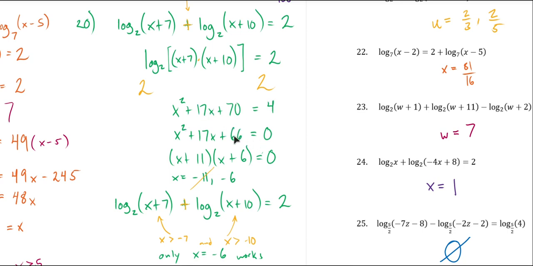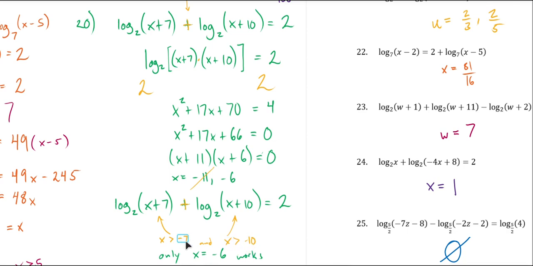Now I bring my 4 to the other side. That gives me x squared plus 17x plus 66. 66 has factors of 11 and 6, which sum to be 17, so it factors like that. And this gives me two answers, negative 11 and negative 6. Now, each one of these has its own domain restriction. One says it must be greater than negative 7, and the other says it must be greater than negative 10.